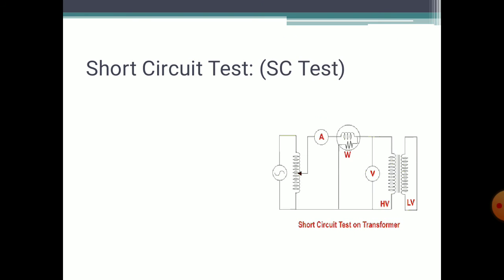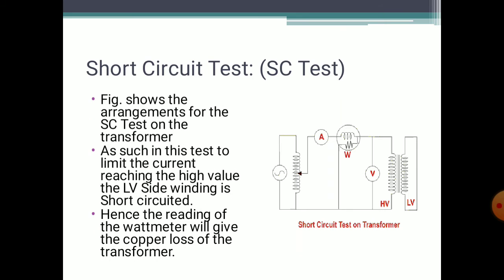Now let us discuss the short circuit test, which can also be called the SC test. The figure shows the arrangement of this test. In this test, the low voltage side winding is kept short circuited. Whenever you short circuit, the current reaches a very high value. Due to this reason, the LV winding of this transformer is taken as short circuited in this test.